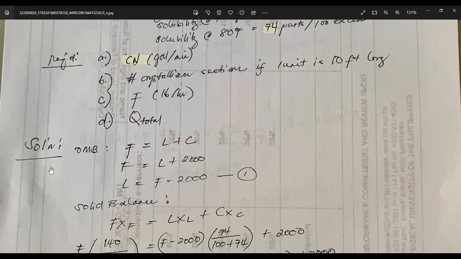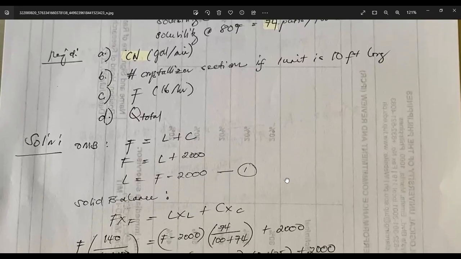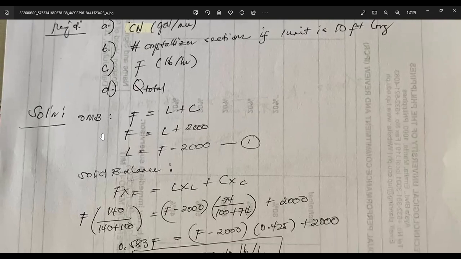So you do again material balance. You won't go wrong if you always start with the material balance. Overall material balance is F equal to L plus C, just like number 1, and your C is 2,000. The units I'm using here are pounds per hour. So your liquor in terms of the feed is F minus 2,000. If you do solid balance, it's patterned after this one, only that you're going to multiply your streams here by their weight fraction.